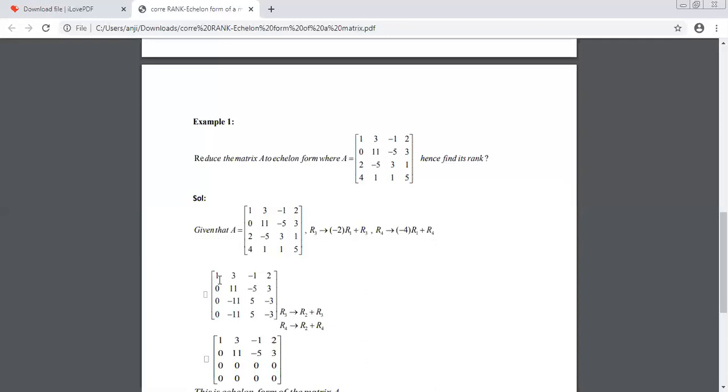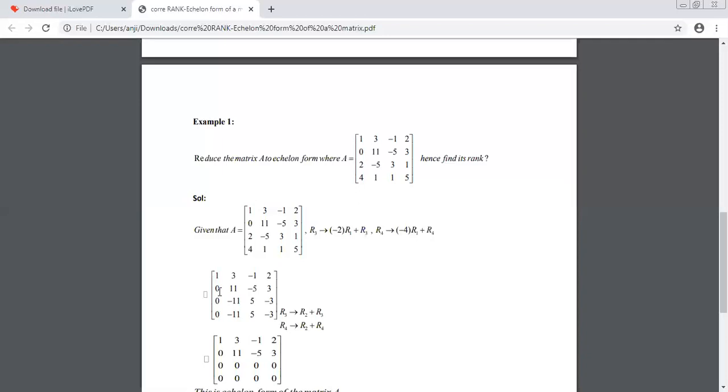We are not applying any operations on the first and second rows, so they remain the same: 1, 3, minus 1, 2, 0, 11, minus 5, 3. Here R3 implies R3 minus 2R1. So 0, 2 minus 2, that is 0. Here we will get minus 11, 5, minus 3. And similarly R4, 0, minus 11, 5, minus.